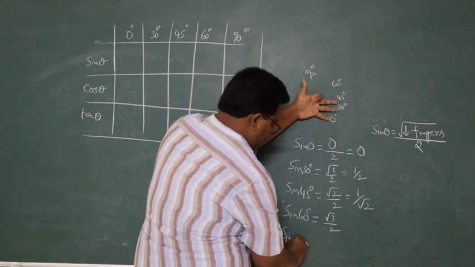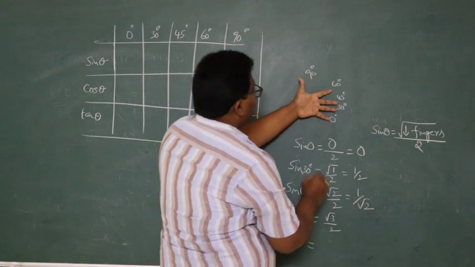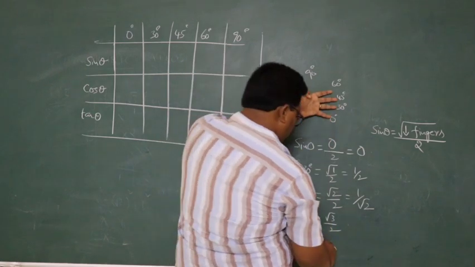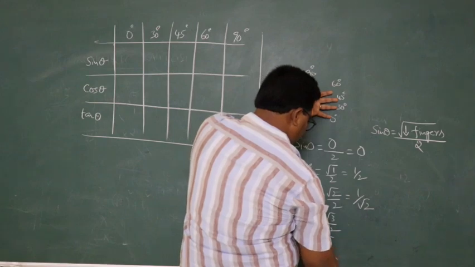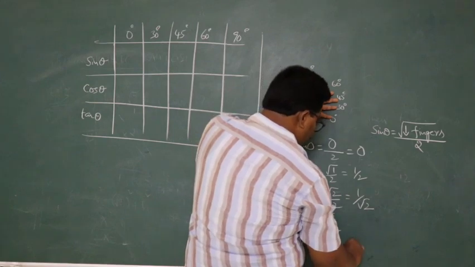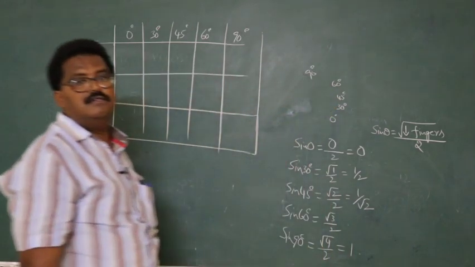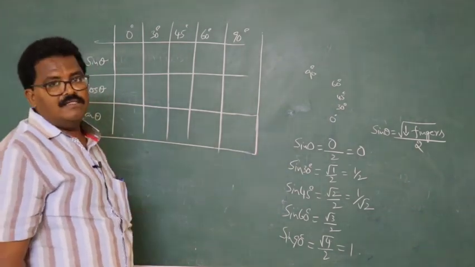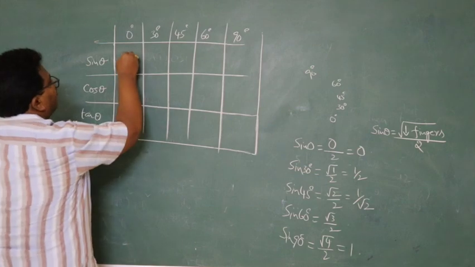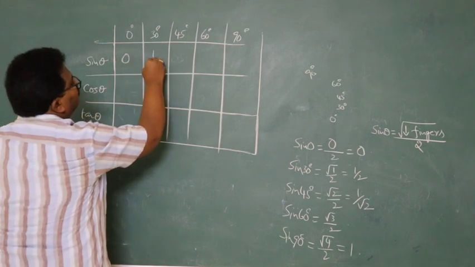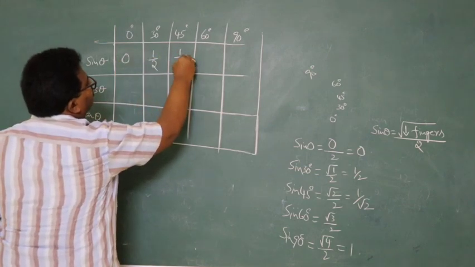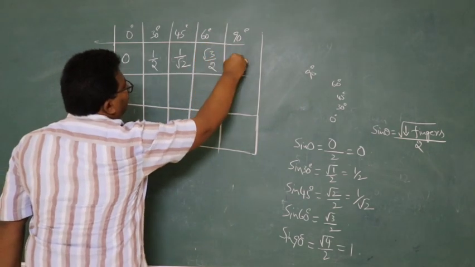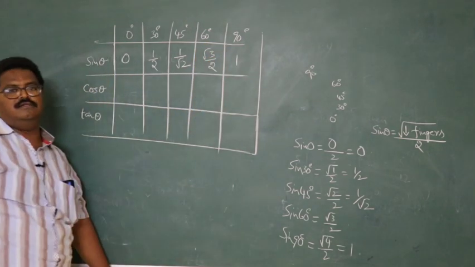Next, the last one, sine 90. Keep this, below this there are 4, that is root 4 by 2, root 4 is 2, 2 by 2 is 1. In this way we can derive it the first time. After that we have to remember: sine 0 is 0, sine 30 is 1 by 2, sine 45 is 1 by root 2, sine 60 is root 3 by 2, sine 90 is 1.